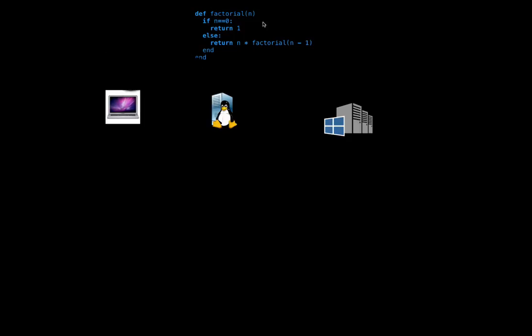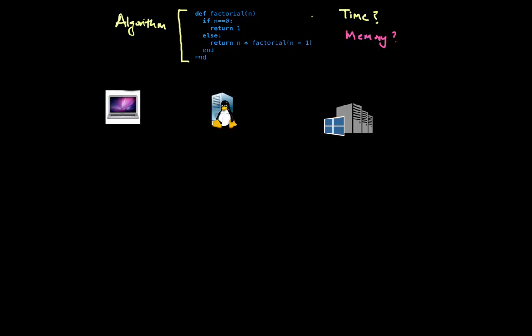So what I have over here on my board is some algorithm. This happens to be finding the factorial of a certain number. Now what I'm interested in knowing is how much time it takes to execute my algorithm. I could also be interested in knowing how much memory my algorithm consumes as it executes.